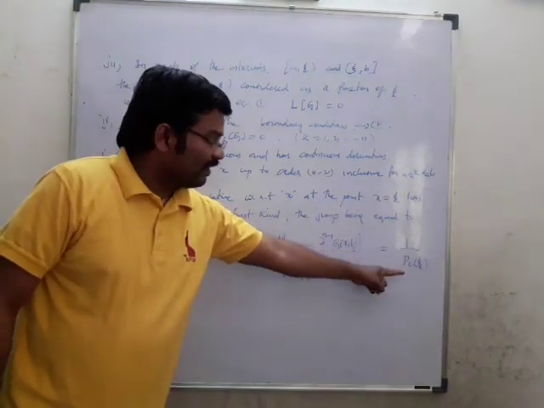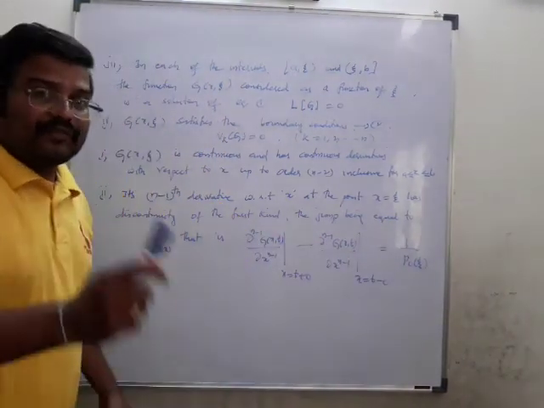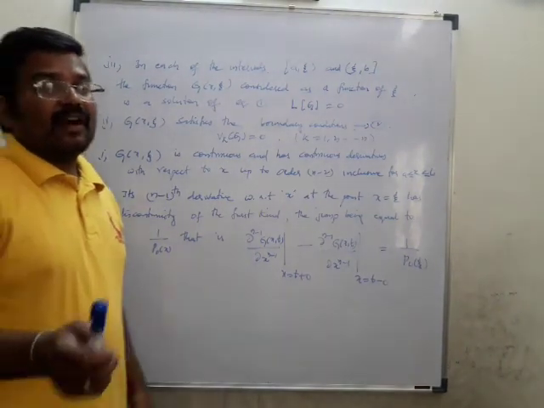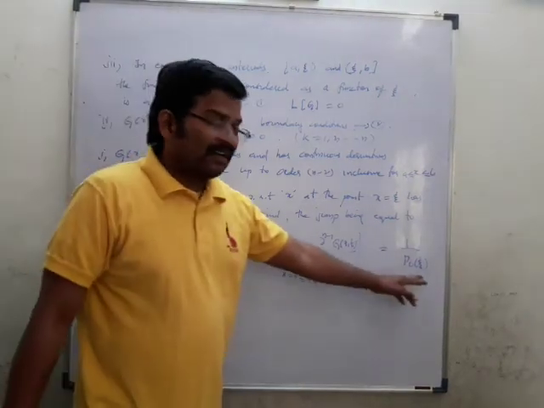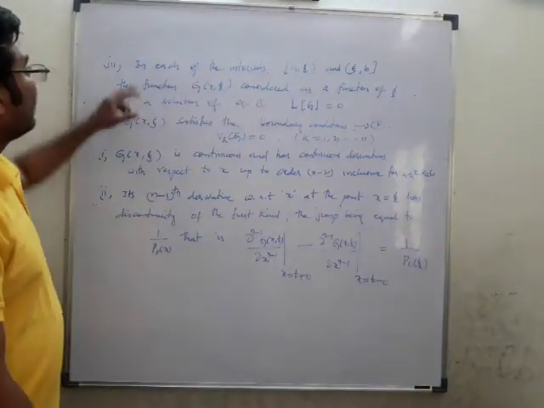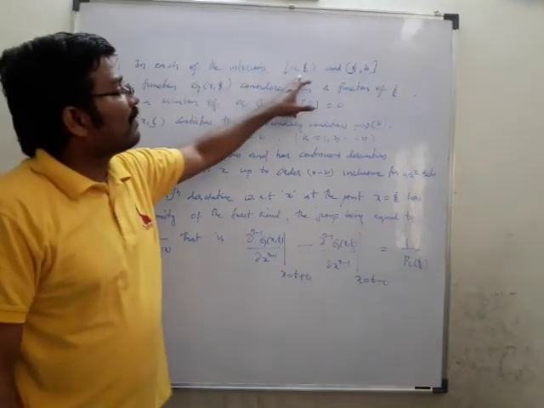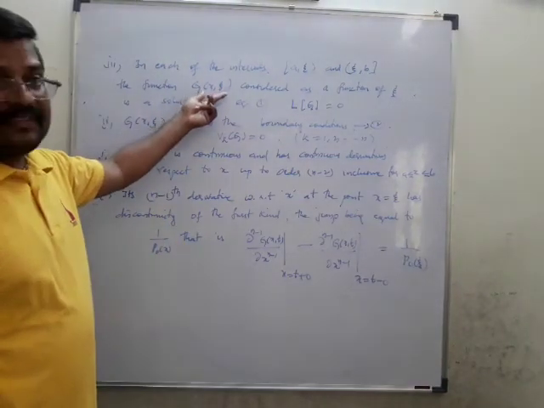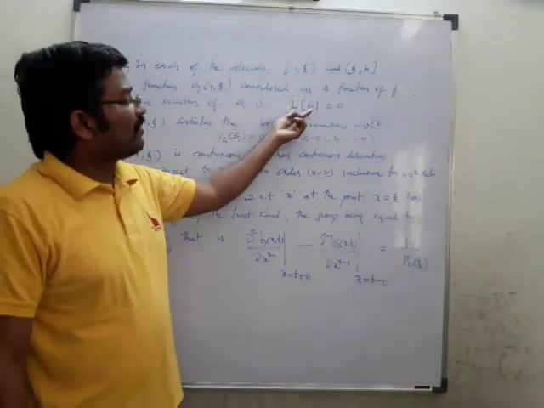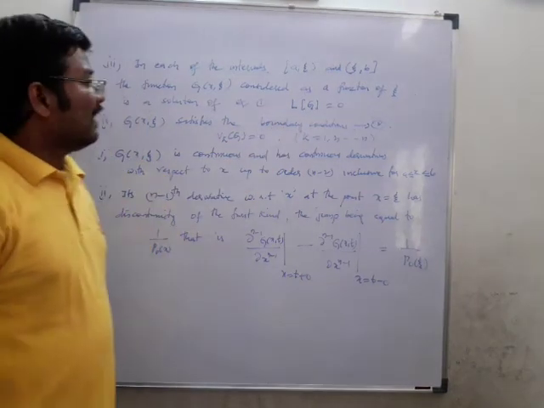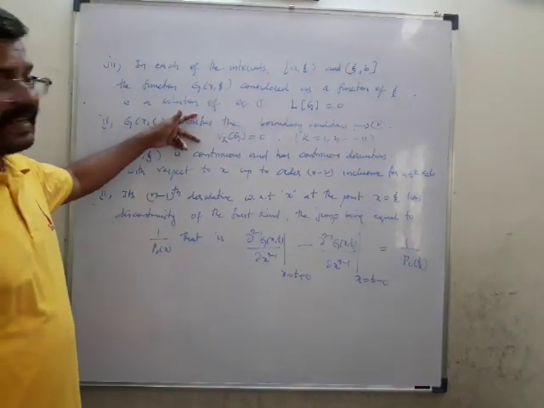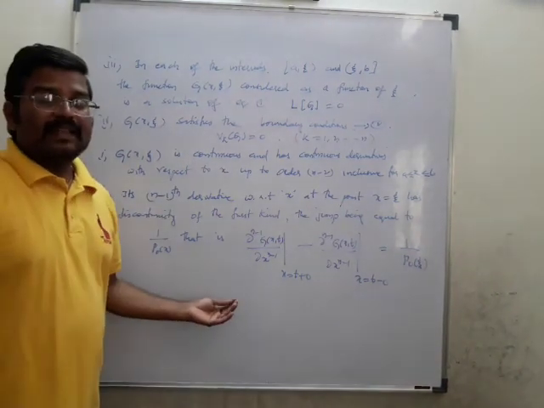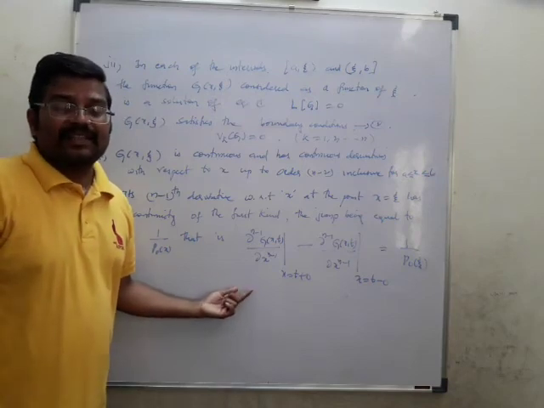This is very important. This p naught of xi is nothing but the coefficient of the highest order derivative in the differential equation. From there you will get p naught of xi, and in each of these intervals, a comma xi and xi comma b, we will find the function g of x comma xi, which should satisfy L of g equal to 0. And the last condition is it should satisfy all the boundary conditions. Now these are the four different properties which we use for the construction of the Green's function.